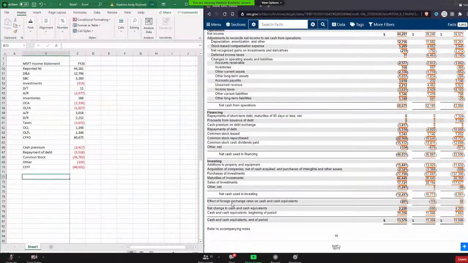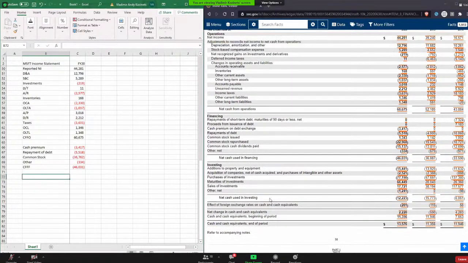Okay, let's move down to cash flow. Net cash used in investing. Okay, so we have additions to property, plant, and equipment. This section has a lot of things that we can use to calculate the free cash flow, but let's just do additions to property, that's capex, or capital expenditures. Yeah, so that is negative.